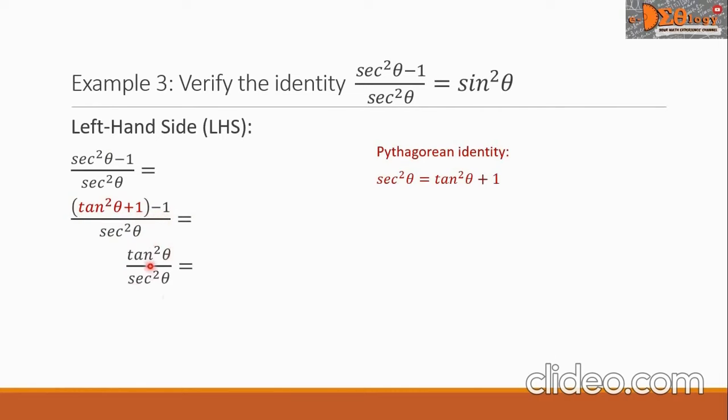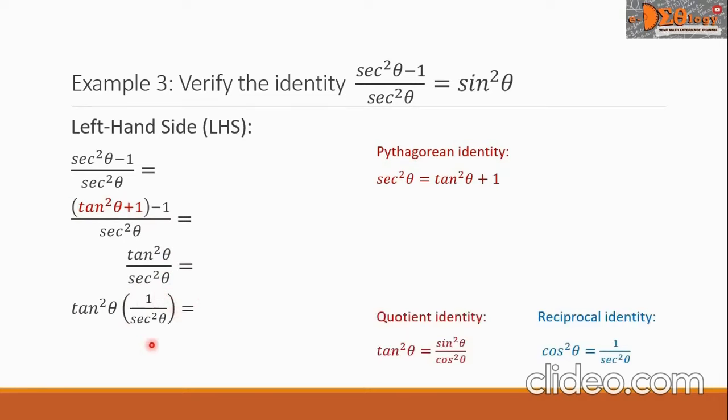I'm going to split now the tangent square theta and the secant square theta, showing that this secant square theta is a fraction with numerator of 1. And then I am going to convert the functions into sine or cosine. For the tangent square theta, I can use the quotient identity. It is equal to sine square theta over cosine square theta. While for the 1 over secant square theta, I can use the reciprocal identity to show that this value is equal to the cosine square theta.